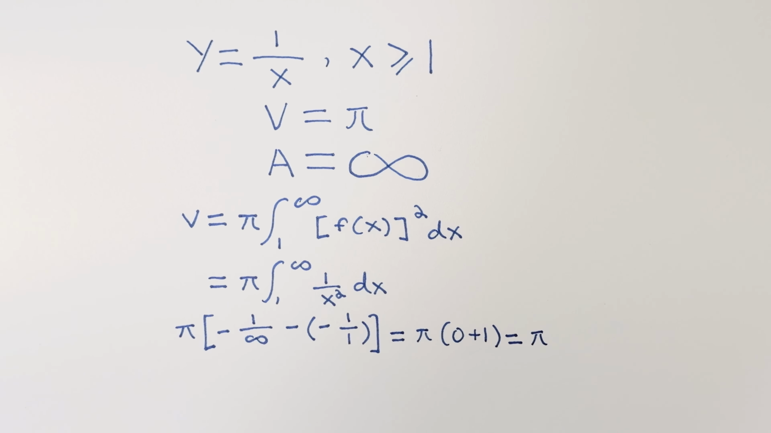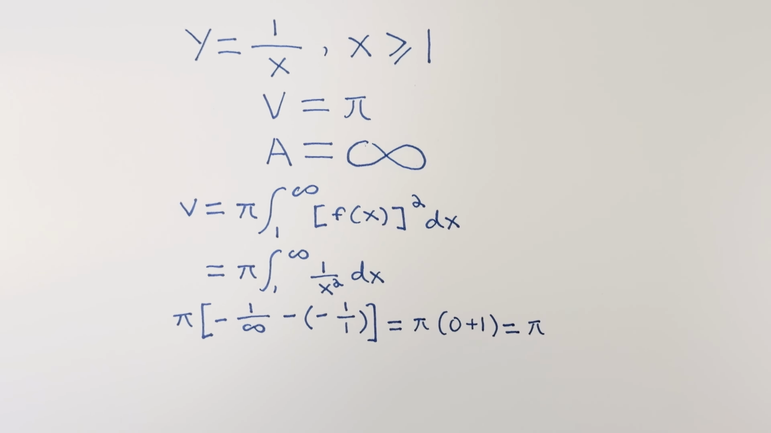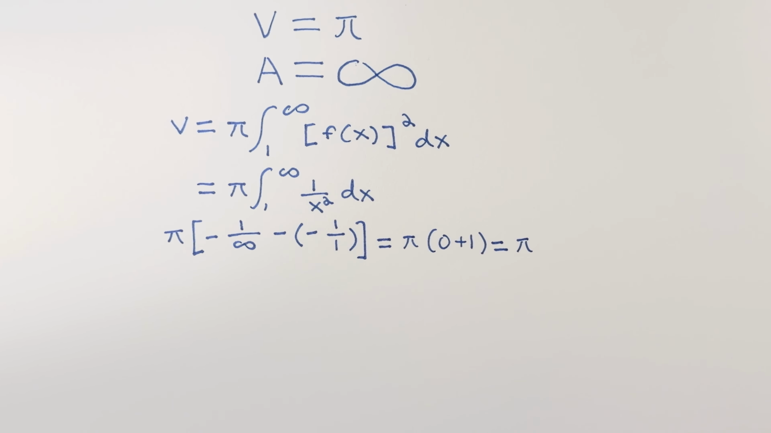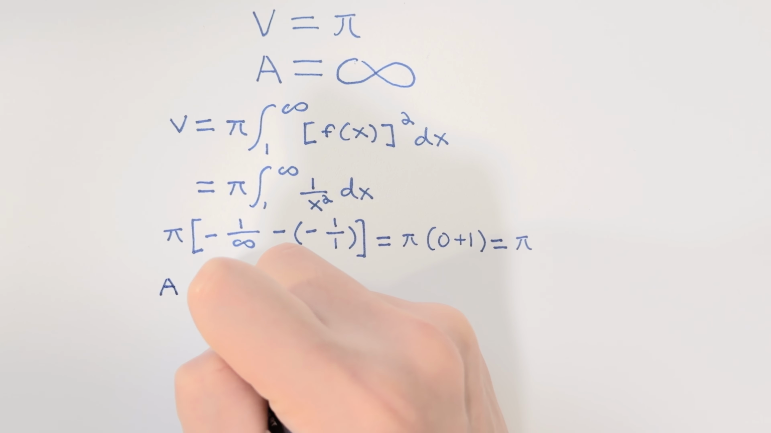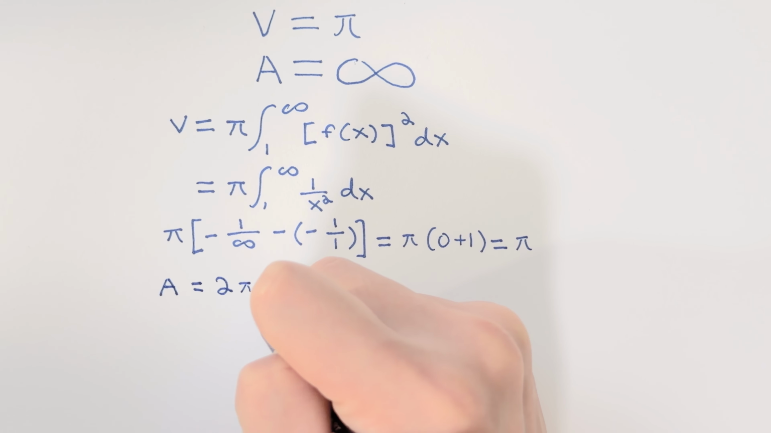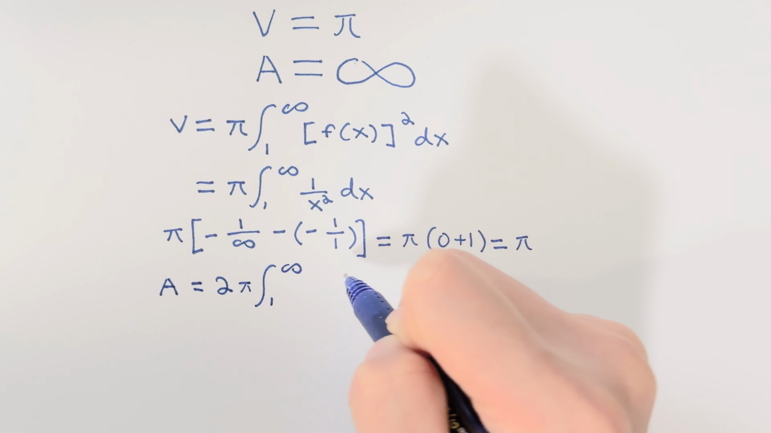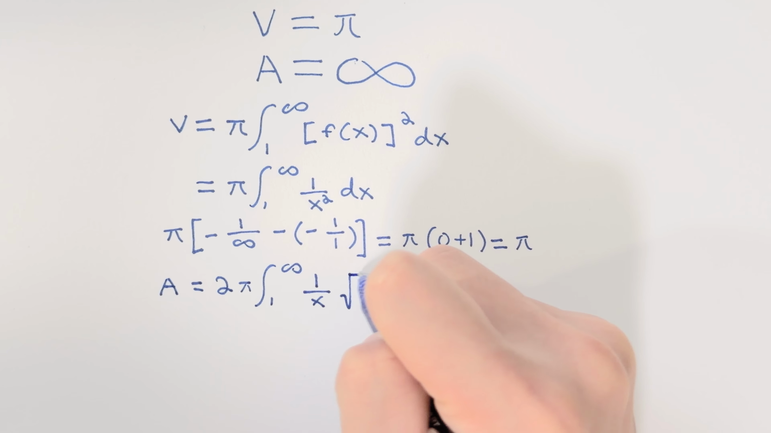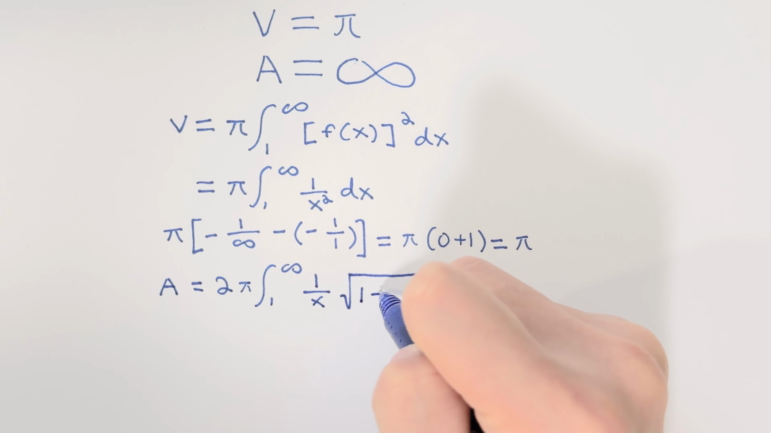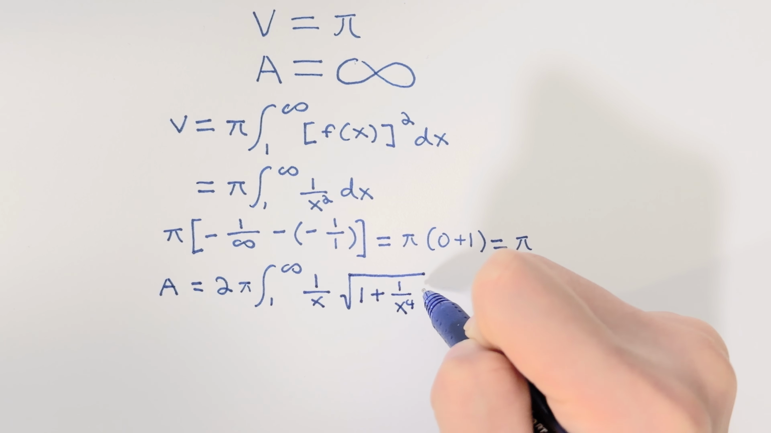The total volume is exactly pi, about 3.14 cubic units, a finite measurable amount of space. Now for the surface of the trumpet, to find its surface area A, we can use the formula for a surface of revolution. The formula is A equals 2 pi times the integral from 1 to infinity of 1 over x times the square root of 1 plus 1 over x to the power of 4 dx.